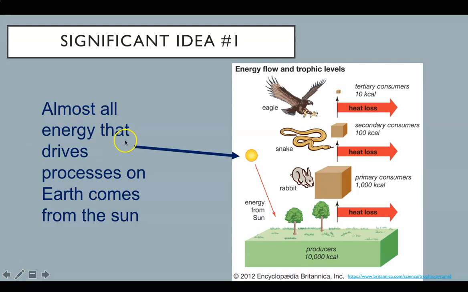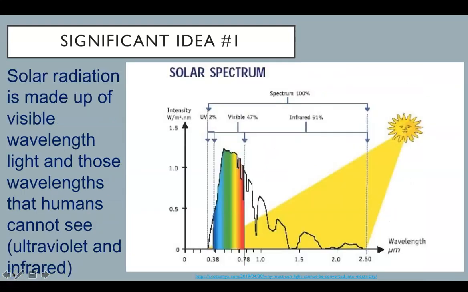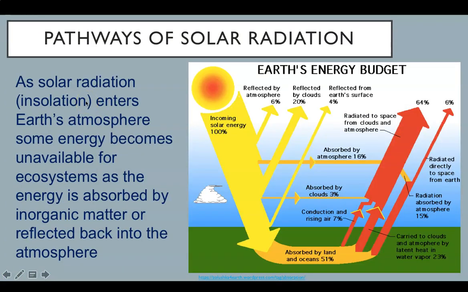Recollect that almost all energy that drives processes on Earth comes from the sun. Solar radiation is made up of visible wavelength light and those wavelengths that humans cannot see, including infrared and ultraviolet light. As solar radiation, or insolation, enters Earth's atmosphere, some energy becomes unavailable for ecosystems, as the energy is absorbed by inorganic matter or reflected back into the atmosphere.